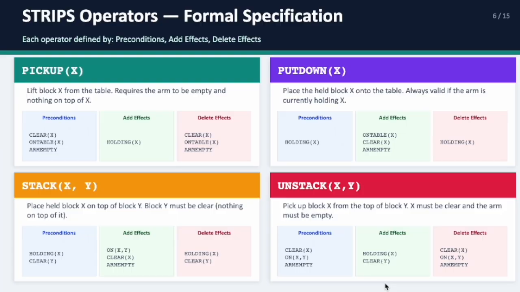Now stack X, Y. Place the held block X onto block Y. You must be holding X and Y must be clear. Afterwards, X is on Y. X is now clear, nothing on it yet, and the arm is free. Y is no longer clear. Unstack X, Y. Pick up X from the top of Y. X must be clear, X must be on Y, and the arm must be empty. Afterwards, you are holding X and Y is now clear. These four operators, pickup, putdown, stack, unstack, are the complete vocabulary of the robot arm. Every plan is just a sequence of these four operations.